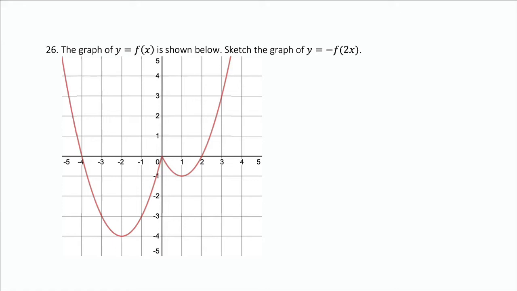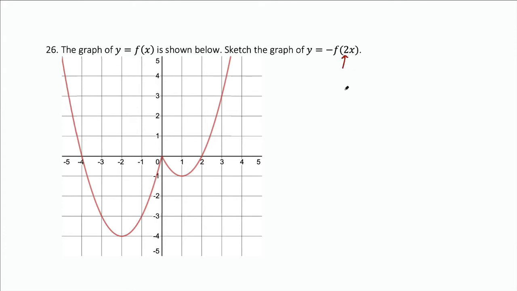Here we have the graph of some function, and who knows what the actual formula for the function is, but that doesn't really matter. We've got f of x, and we would like to sketch this negative f of 2x. So there are two things going on here. We've got this 2 in front of the x, and we've got the negative in front of the whole function. So let's talk about what those two things mean.